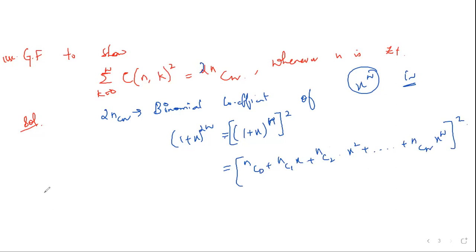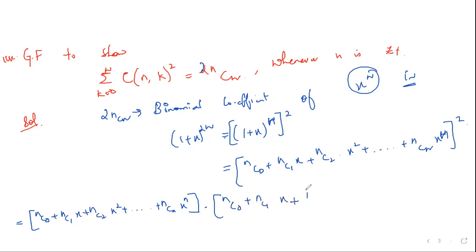The coefficient of x power n will be, so we have to write this twice because it is a square. So let's write it twice so that it is understandable. NC0 plus NC1 into x plus NC2 into x square plus and so on up to NCn into x power n. Again, the same thing because we have a square: NC0 plus NC1 x plus NC2 x square plus and so on up to NCn x power n.